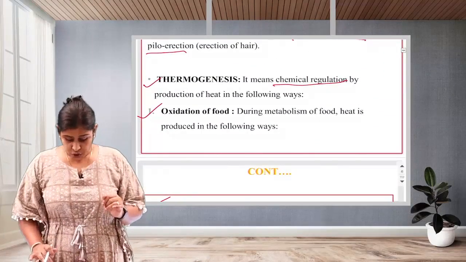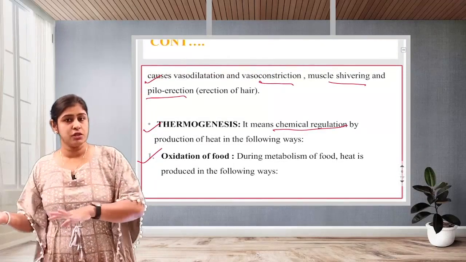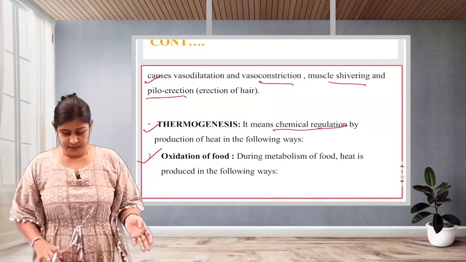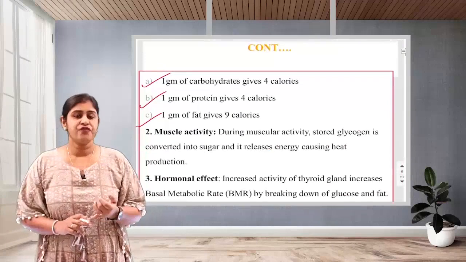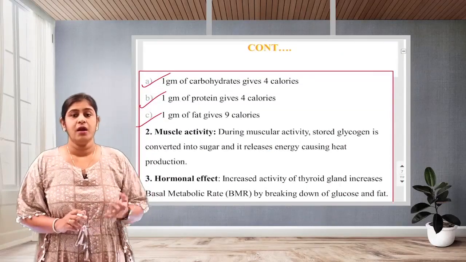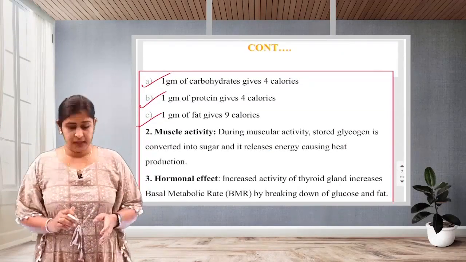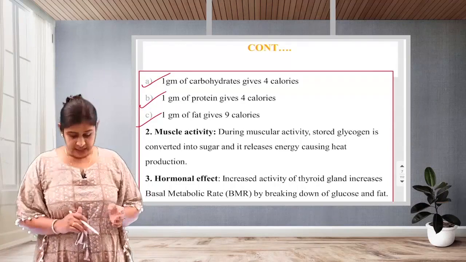So during this metabolism of the food, heat is produced in many ways. As we can say, 1 gram of carbohydrate gives 4 calories, 1 gram of protein gives 4 calories, and 1 gram of fat gives 9 calories.